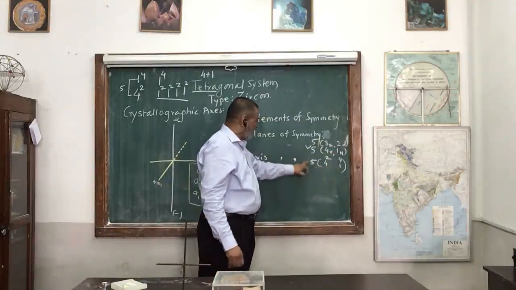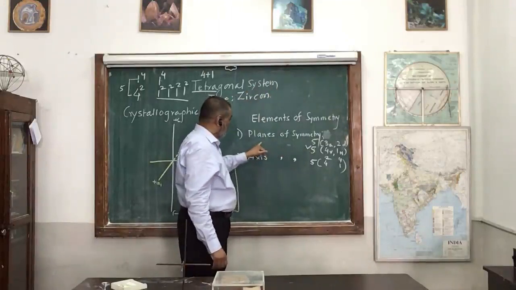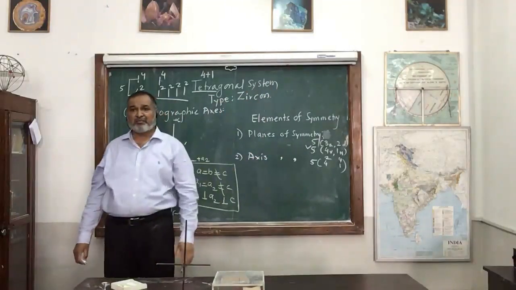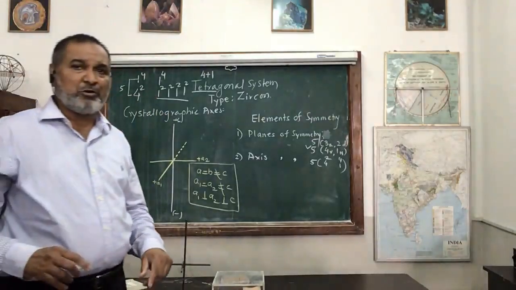As written, 5 planes, 5 axes. That is 4 plus 1. So in the tetragonal system, we have 5 planes, 5 axes, and a center of symmetry; remember, it is present. So when your model comes out, you just have to write down that it is a model belonging to the tetragonal system, zircon type.